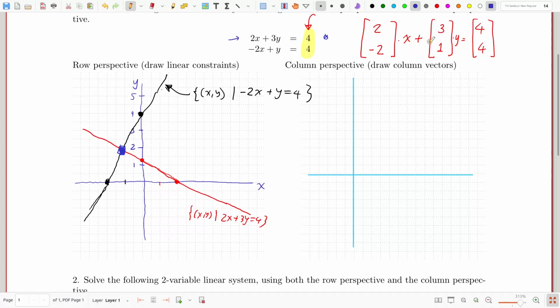Alright, so let's say 2 and minus 2. There's no x and y here because x and y are now variables. Let's say 2 is the horizontal axis, the top row. This is the horizontal, this is the vertical. So 2, minus 2 is here. And this is 3, 1.